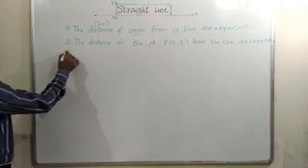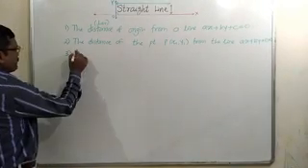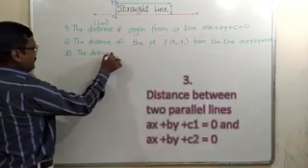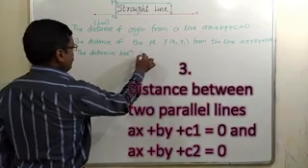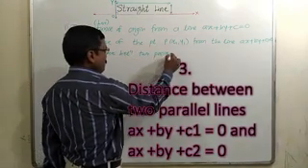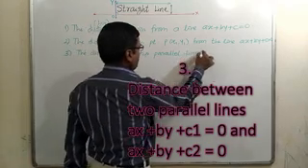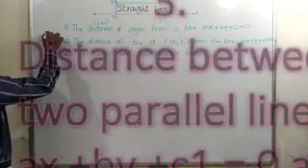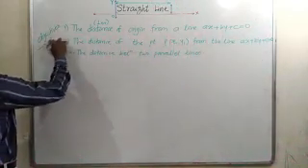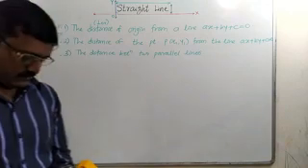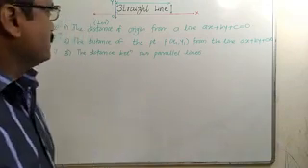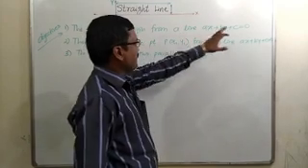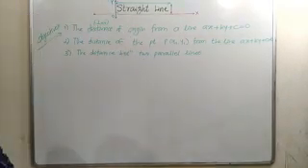And the third article, that is the distance between two parallel lines. These are our today's objectives. Okay, now we will start with our first point, the perpendicular distance of origin from a line ax plus by plus c equal to 0.